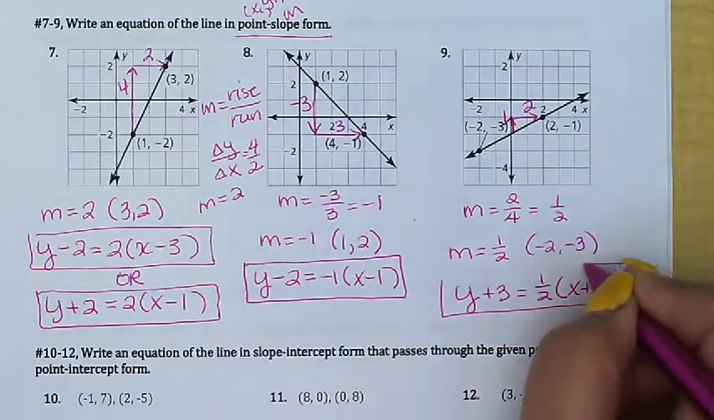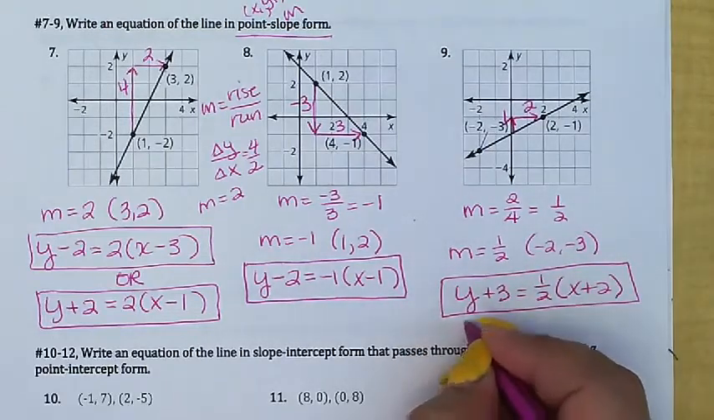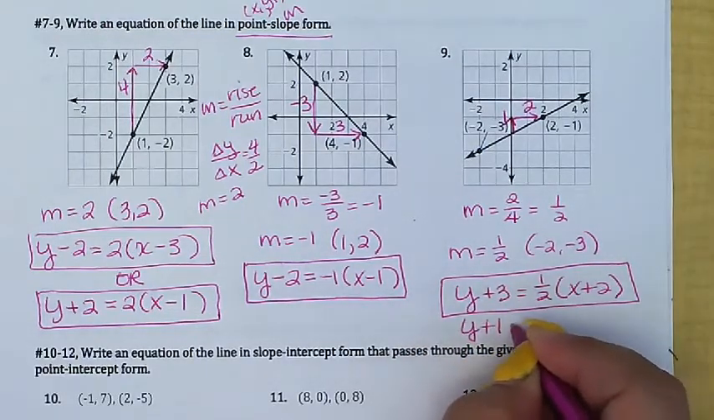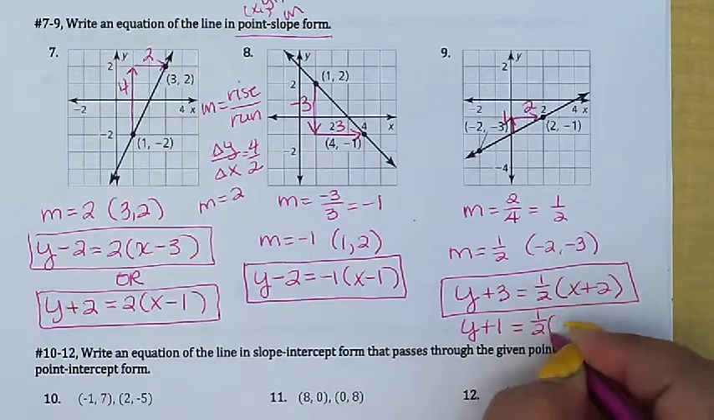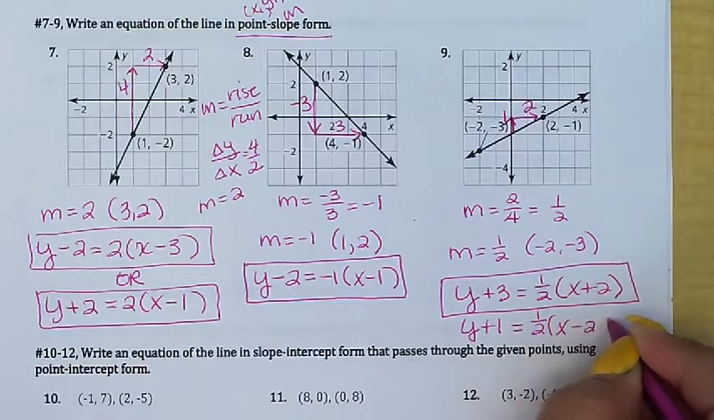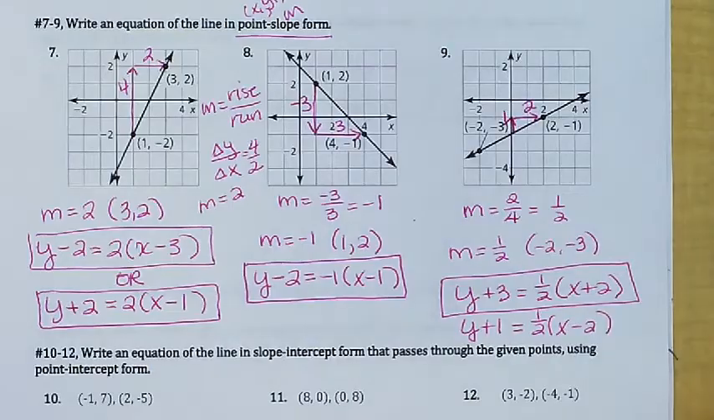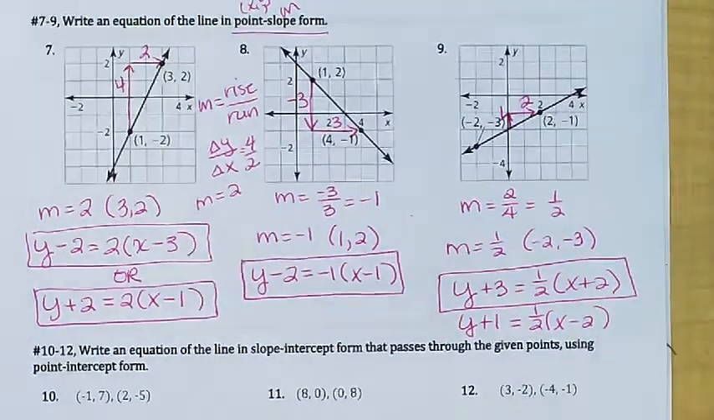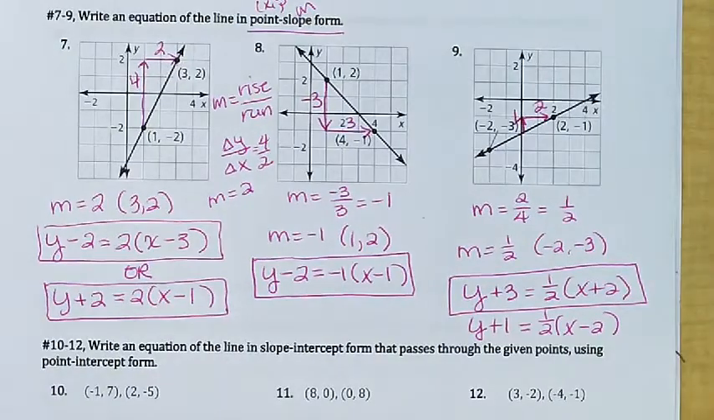If you had used the other point, then you would have gotten y plus 1 equals 1/2, and then x minus 2. And that would still be correct. They both would work. Okay. All right, so that's graphing in point slope from a graph.